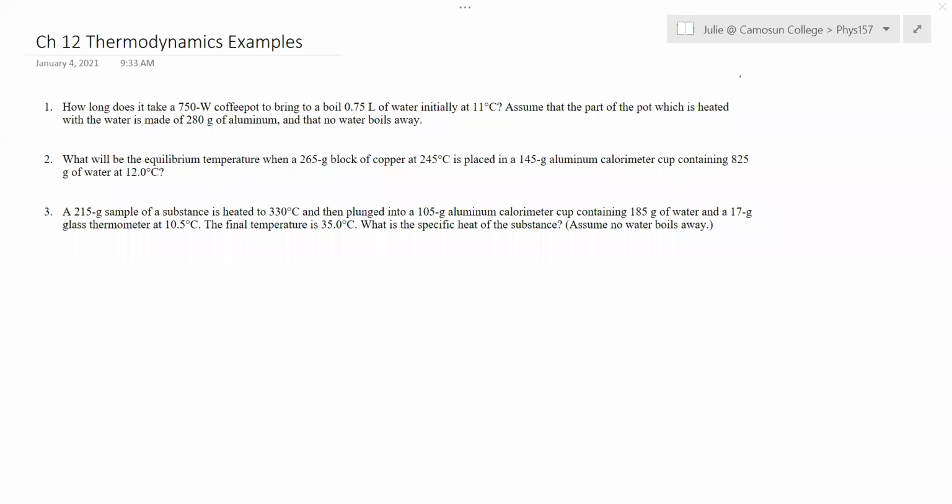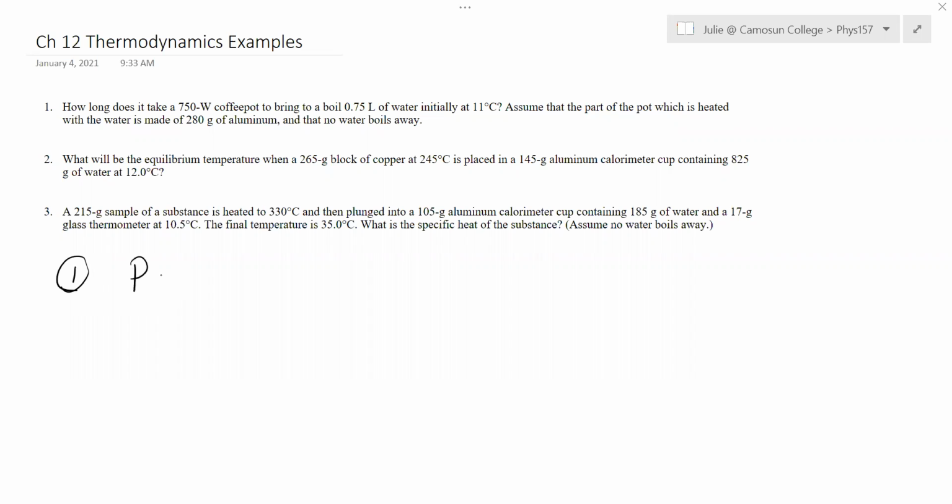In this video, I'll do some examples that will help with your Chapter 12 Thermodynamics assignment. So the first question talks about a coffee pot where you're given the power of the coffee pot, 750 watts, and you want to know how long it's going to take to bring the water in the pot to a boil. So let's write down what we've got here.